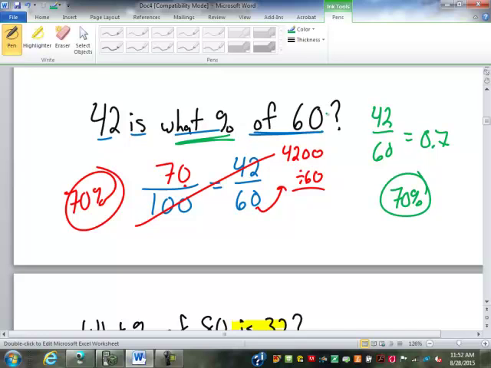So like I said, if you were taught the rate method and you're good at it and you like it, feel free to keep using it. If not, I really like the proportion method because it saves on a lot of mistakes.